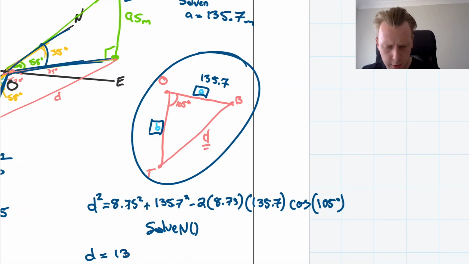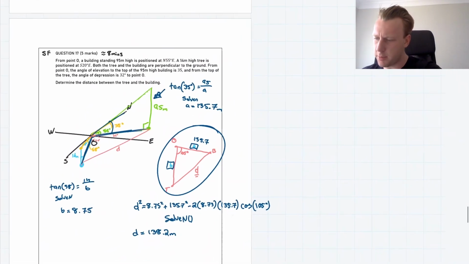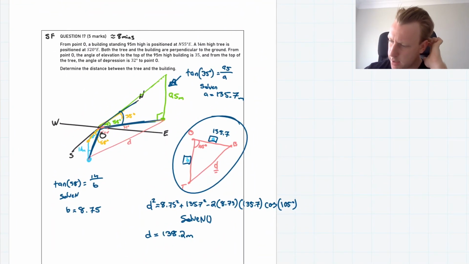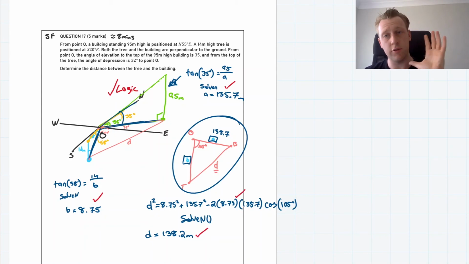Can you get 138.2 meters? Okay, well that's going to be my answer there. So you get 5 marks here. You're going to get a mark here. This is a logic mark showing you scaffolding. You get a mark for working out the value of A. You get a mark for working out the value of B. You get a mark for that expression. You get a mark for the correct answer. 5 marks there.